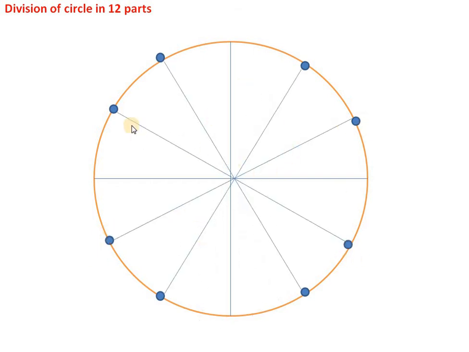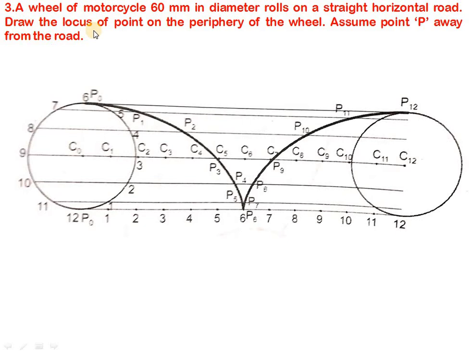Now join all the points. The circle gets divided into 12 parts. You can use both division methods, that is, the circle divided into 8 parts or 12 parts. Okay. Now this problem is simple.